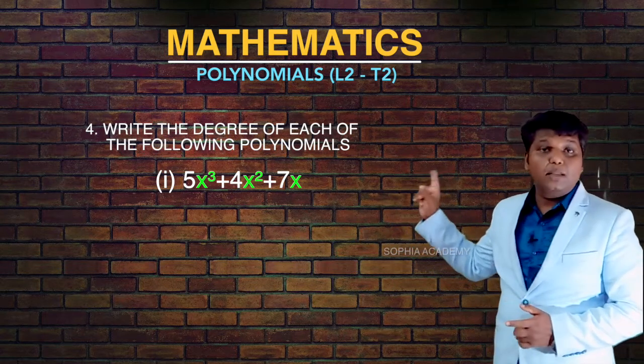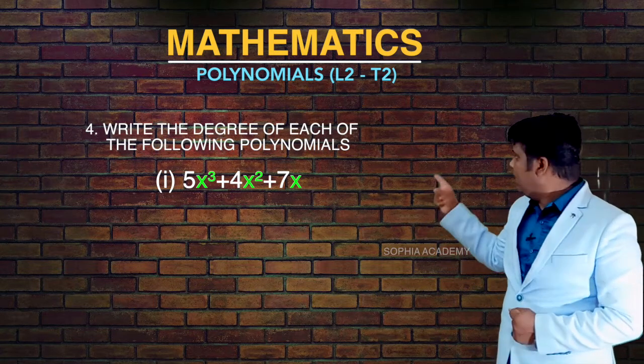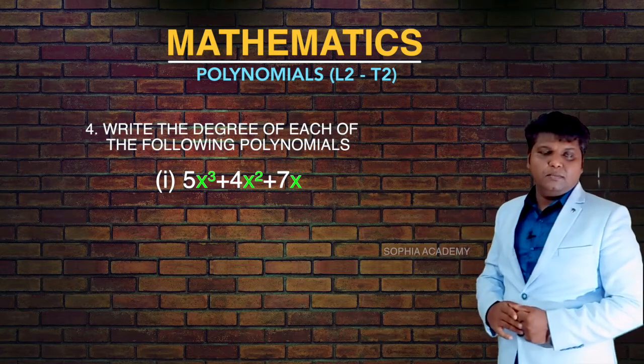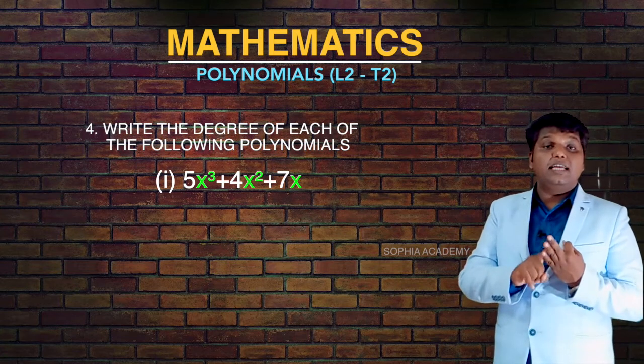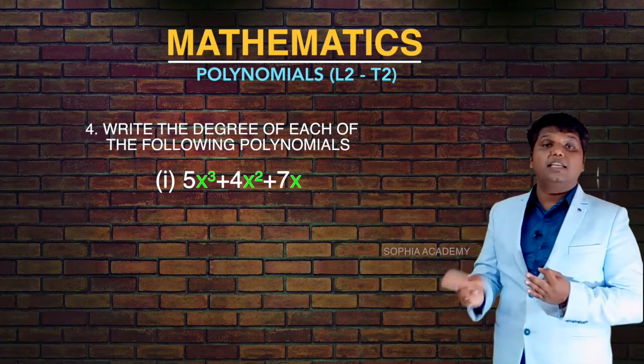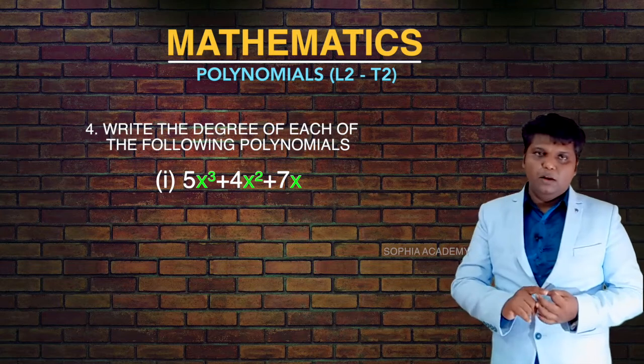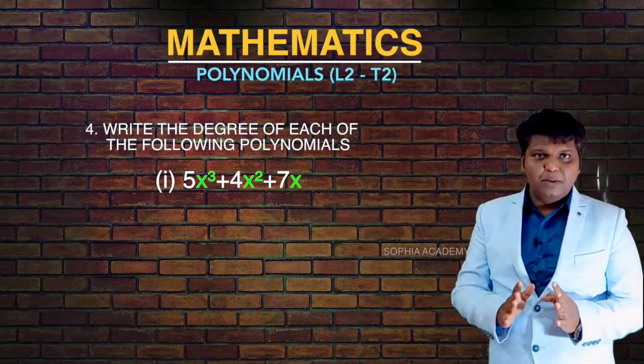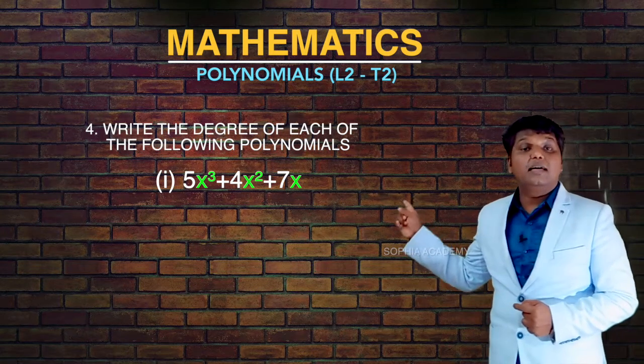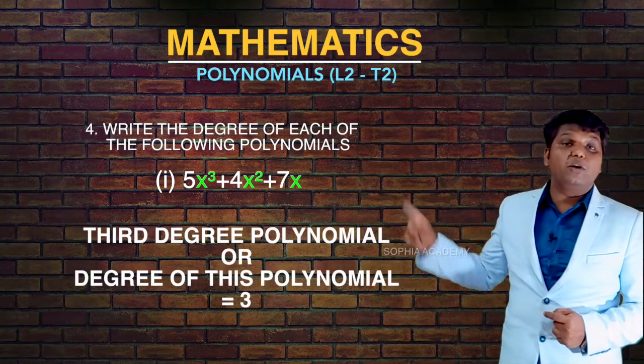Just to focus your eyes on the variable part: x cube, x square and x. X cube means the highest power is 3. X square means the highest power is 2. X means the power is 1. Which one is bigger? X cube is bigger. So we will say this is a third degree polynomial, or the degree of this polynomial is 3.